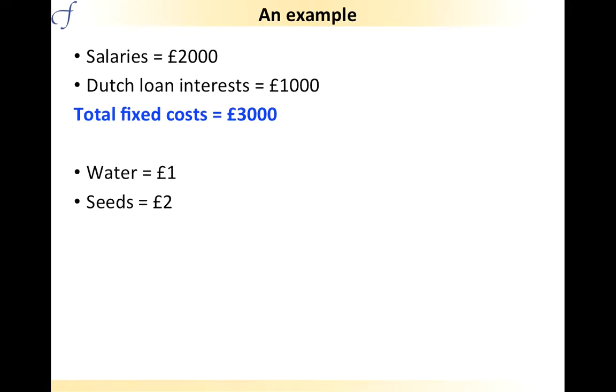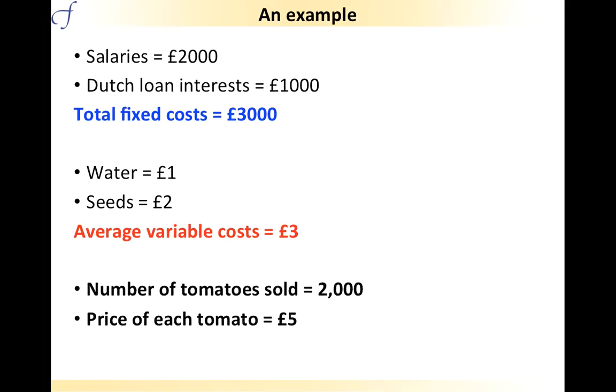We're also told that the company has the following variable costs: £1 of water per unit of output and £2 in seeds per unit of output. That means that the average variable cost is equal to £3. In addition, we're told that the company is selling 2,000 tomatoes and it's selling each tomato at £5.